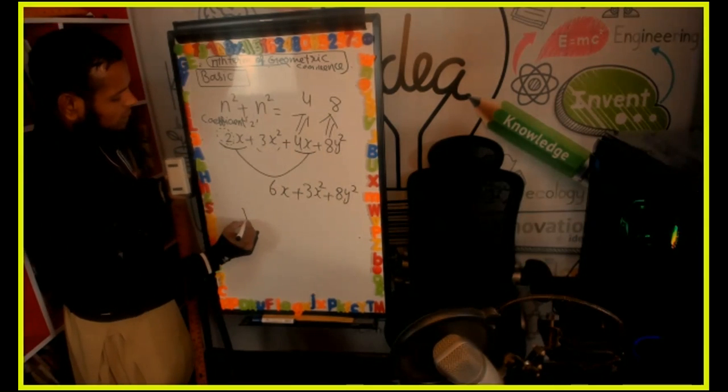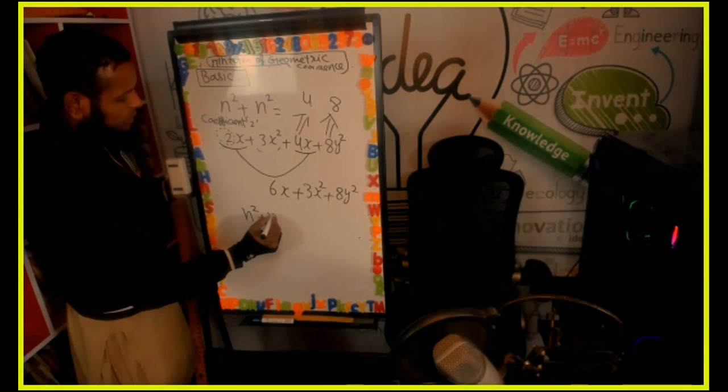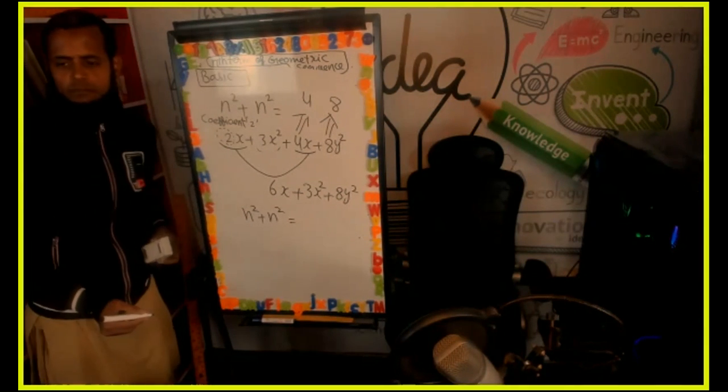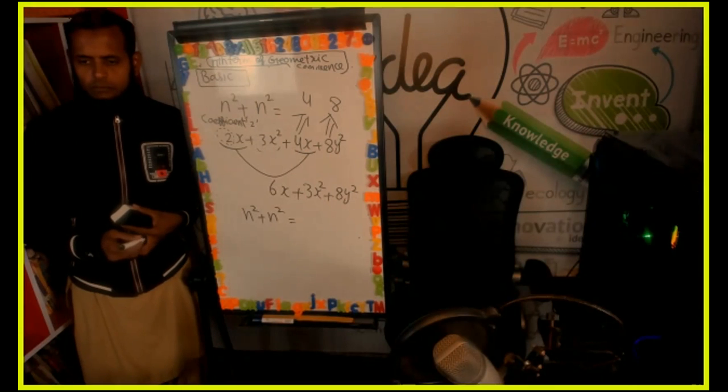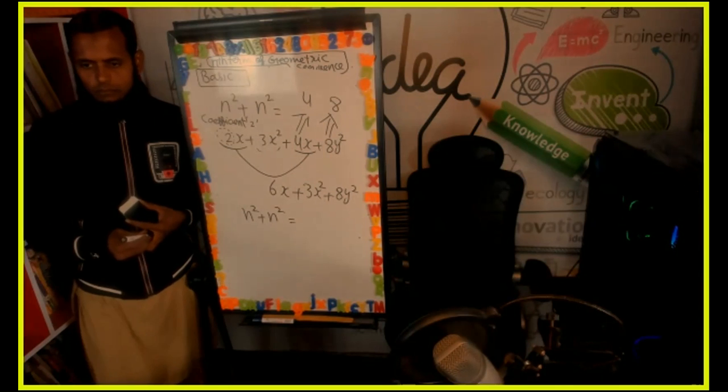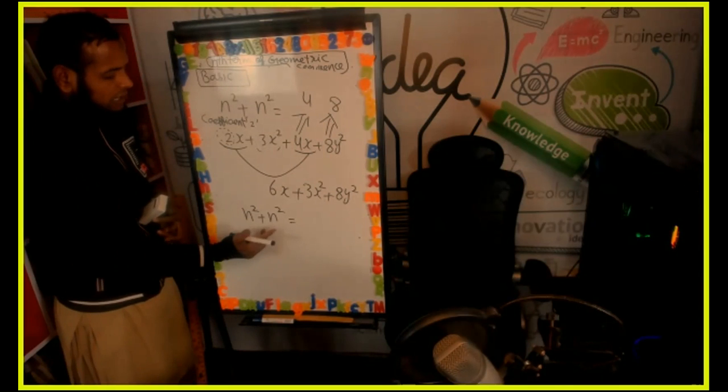So what is the answer? n square plus n square. Now tell me. These are like terms.